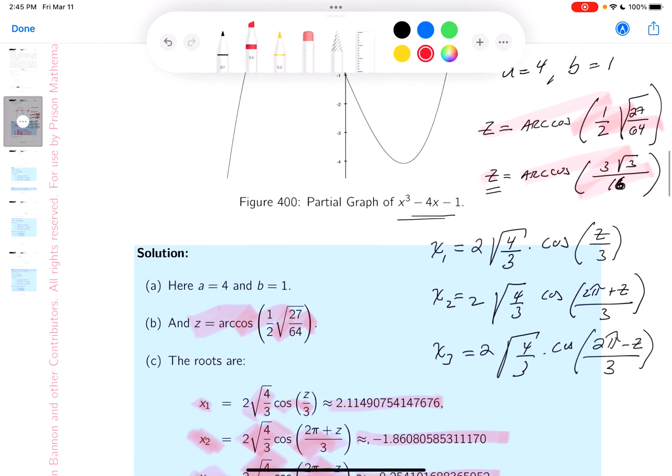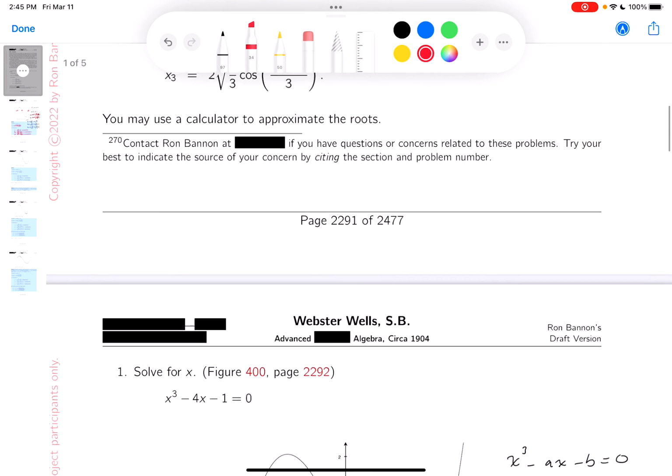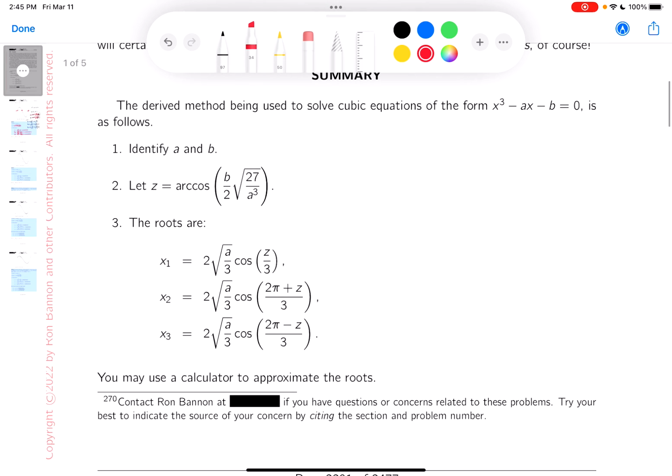All right, so that's about it for number one. But again, I want to emphasize, the formula has been derived. It applies to this form, and provided we can identify the A and the B in it, we can write down the Z, and then compute the 3 roots of the cubic. All right, that's all we're looking to do.